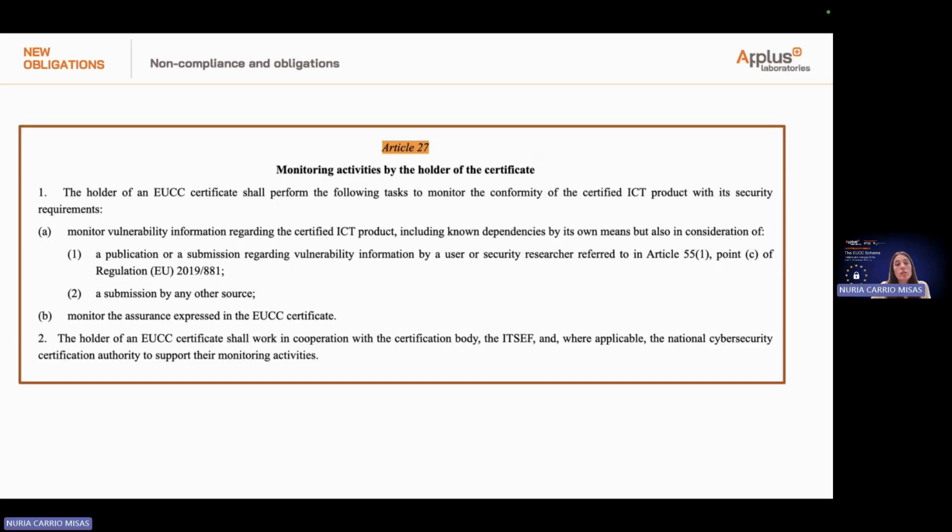Additionally, if you want to check the list of the monitoring activities by the holder of the certificate, you can find obligations like the ones that you see on the screen. So you need to monitor vulnerability information regarding the ICT product, regardless of the source it comes from. It can come from a third party, it can come from internal research, etc. So that means that you have some rules in place that you need to comply with.